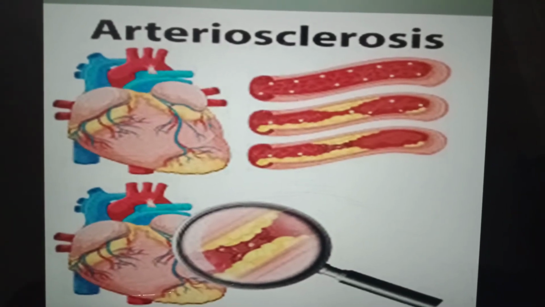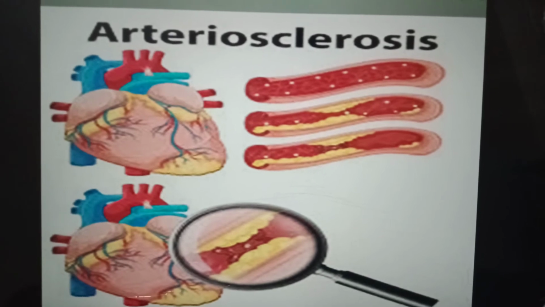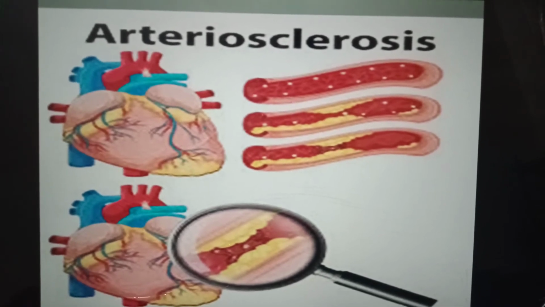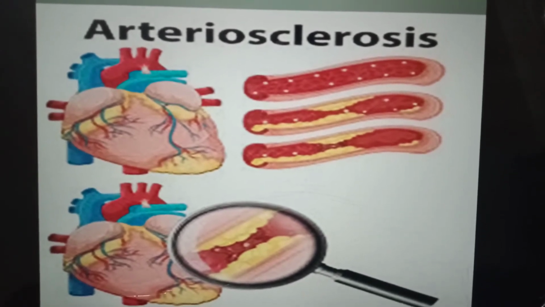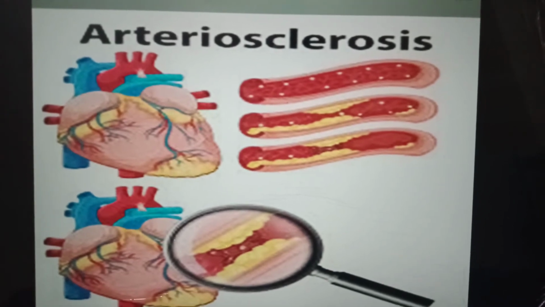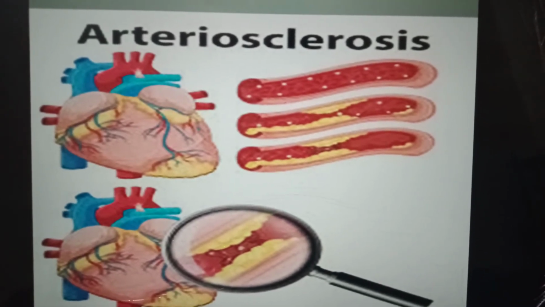Arteriosclerosis is a general term describing any hardening of arteries. It occurs when calcium is deposited in the wall of arteries. It can happen when atherosclerosis is severe.